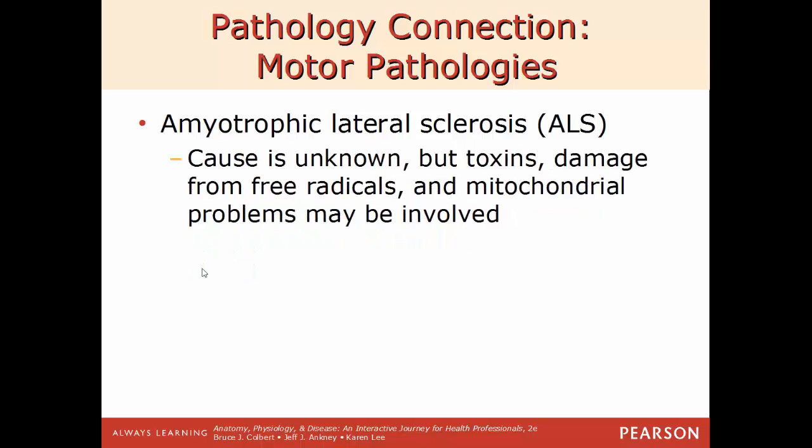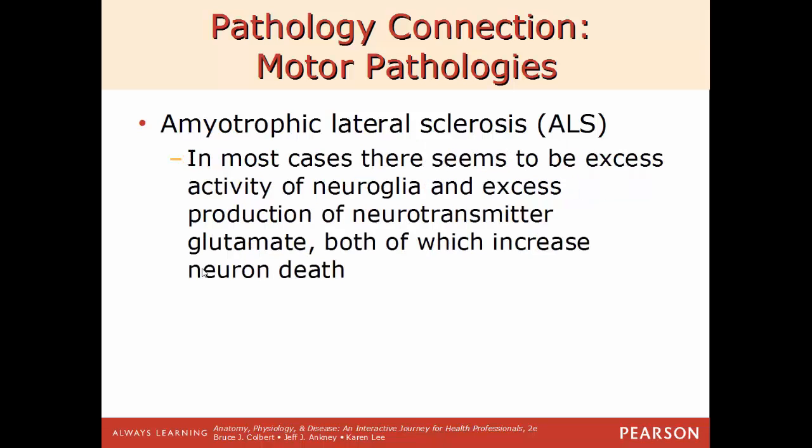Now, the cause of ALS is unknown, but some possible causes could be toxins or damage by free radicals or by mitochondrial problems may be involved. Now, in most cases, there seems to be an excess activity of the neuroglial cells and excess production of the neurotransmitter glutamate, both of which will increase the neuron death rate.